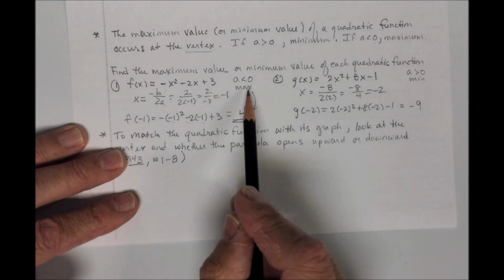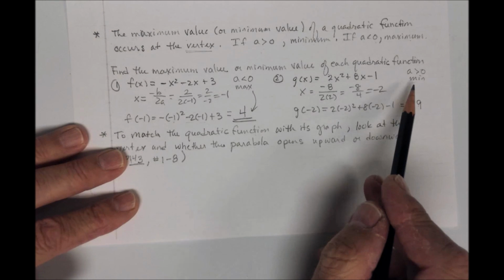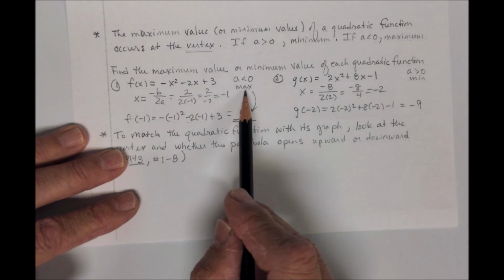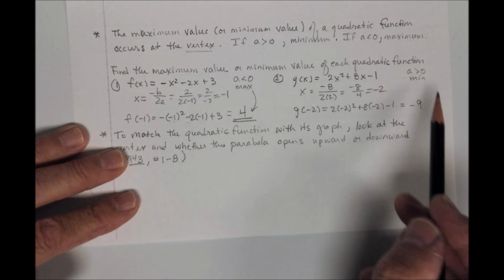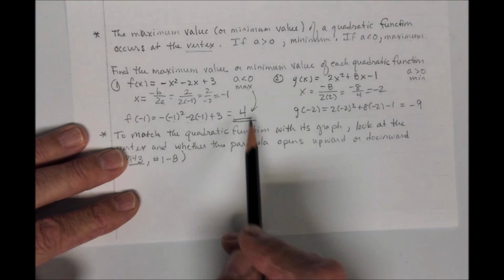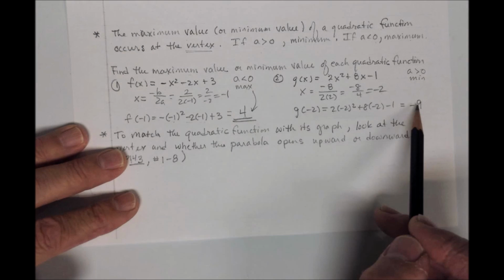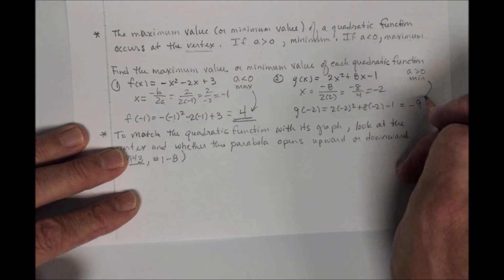Now, it doesn't always have to be a positive for a max or a negative for a min. You can have a maximum value that's negative. You can have a minimum value that's positive. It just depends on the equation. So don't think, hey, I got a maximum and it's negative. That can happen. In this case, the maximum was positive. In this case, the minimum over here was a negative.